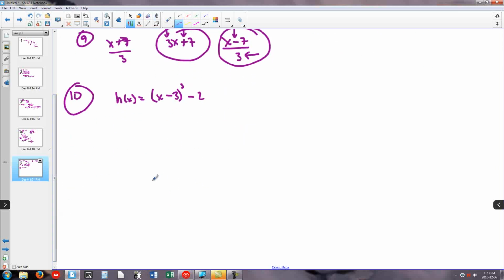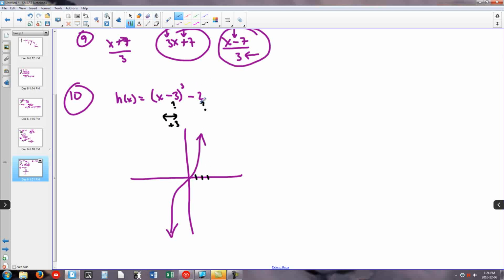And it says to start with the standard graph. Well, the standard cubic graph, remember, it looks something like this, give or take. Well, what this is really about is understanding what does this negative 3 mean and what does this negative 2 mean. Because the negative 3 is with the x, I'm expecting a right-left motion. And because it's grouped with x, I always take its opposite, which would be positive 3. So I'm going to go 3 to the right.